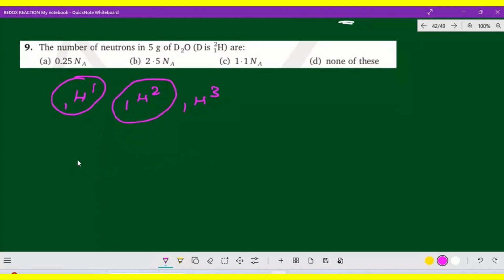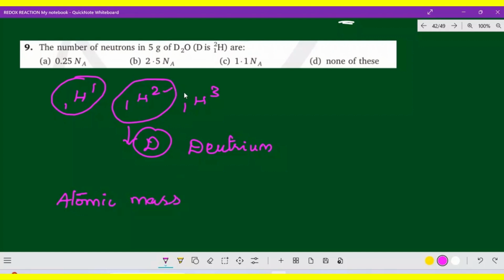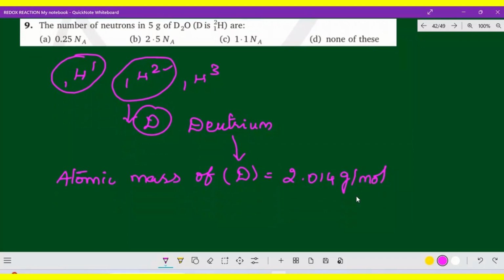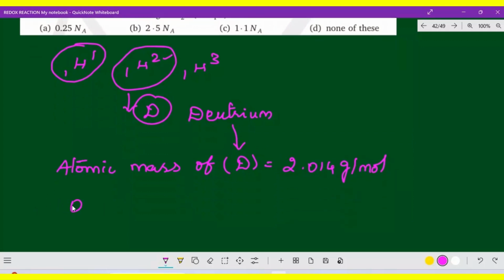So the atomic mass of deuterium, D. Deuterium is 2.014 gram per mole, which commonly we can mention as 2. Okay, oxygen atomic mass.